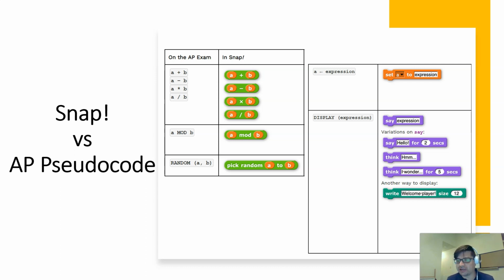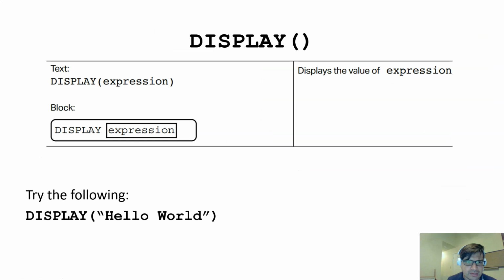But for most of what is on the AP exam, it is possible to do in Snap with almost a one-to-one. For example, in this case, instead of using A mod B as text, you could use a little variable A, the command mod, here it's a green operator, and then B. And so there's about a one-to-one with everything that exists in the College Board language and Snap. Let's get started now with this first one called display.